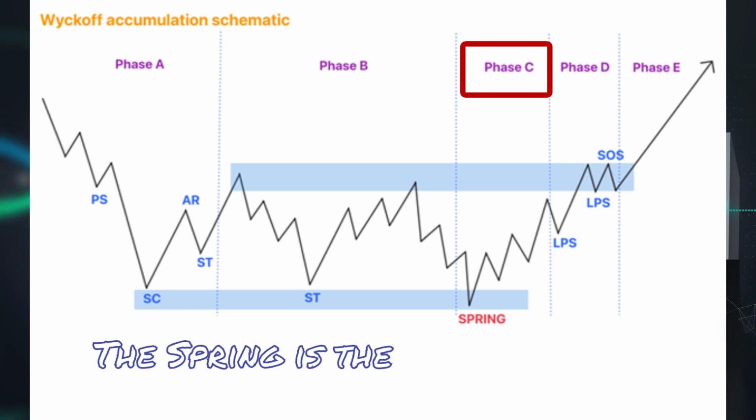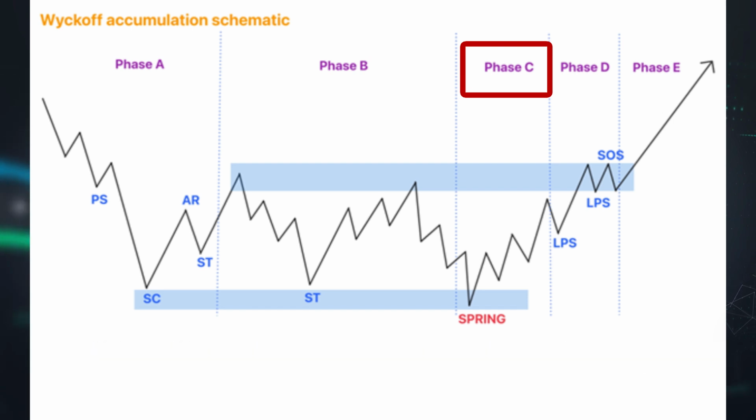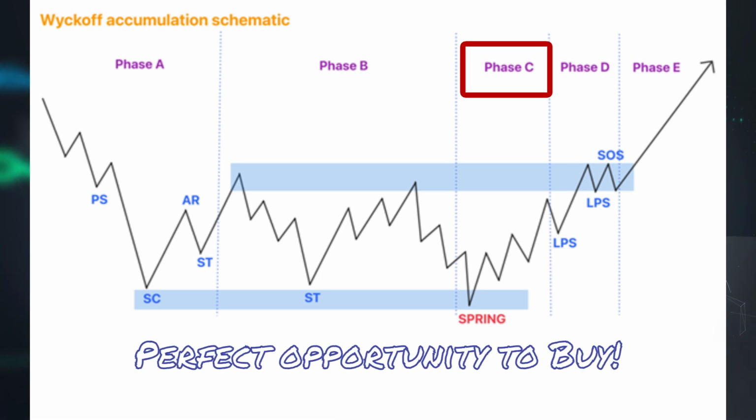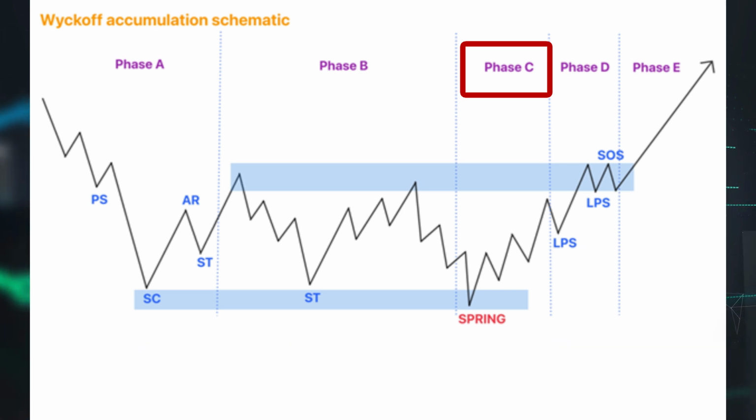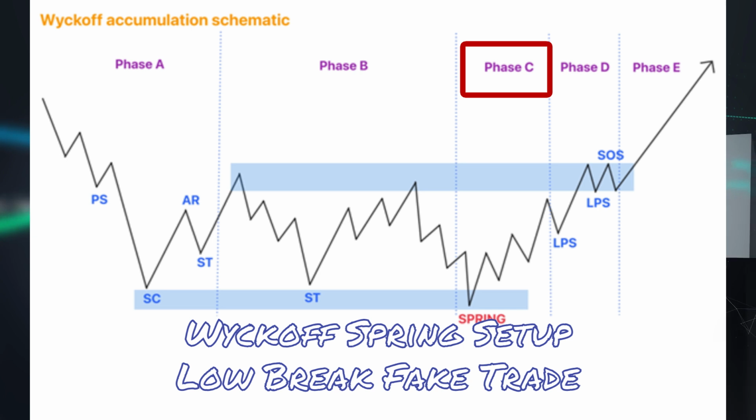The spring, Phase C. The spring is the last bear trap before the market starts to trend higher. Wyckoff affirms that the composite man ensures little supply or sellers remain. It offers the perfect opportunity for anyone to buy at lower prices. In rare cases, the spring does get broken, but this doesn't invalidate the cycle. This is often where you might see the low break fake trade setting up too. In the next video, we'll discuss the Wyckoff spring setup and low break fake trade.